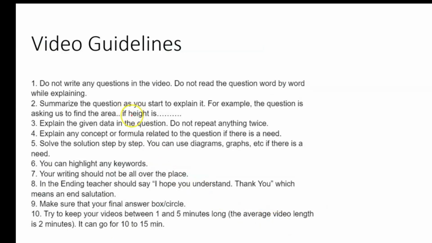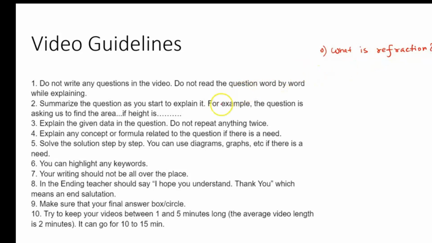Next, I am moving ahead with the video guideline, so how you need to make the videos. You do not have to write the question in the video, or read the question word by word. If a question is "what is refraction", you don't need to write or read this question in the video.